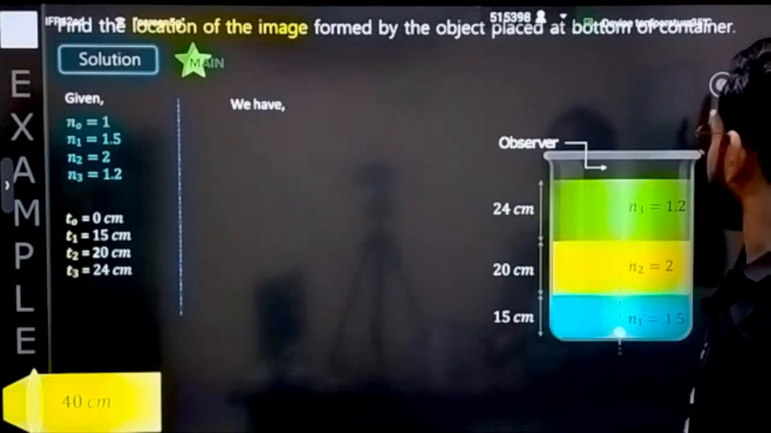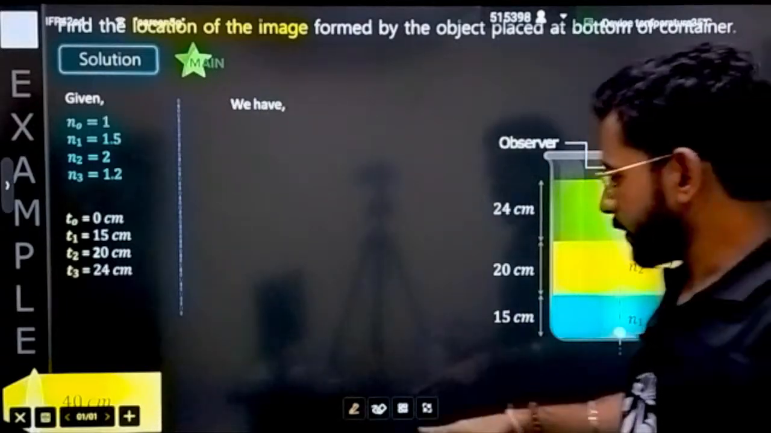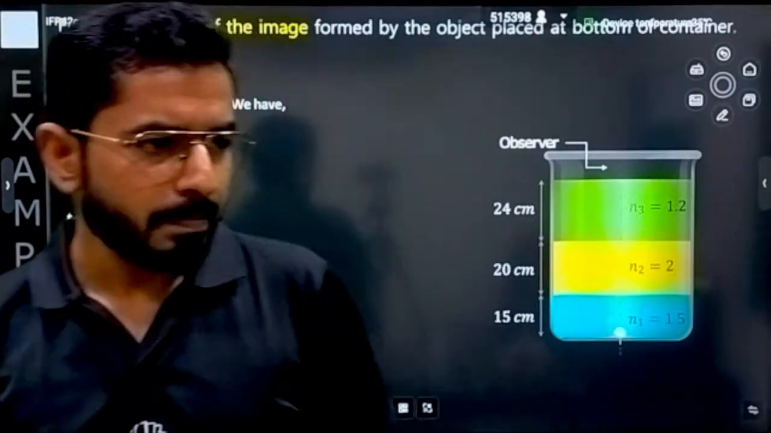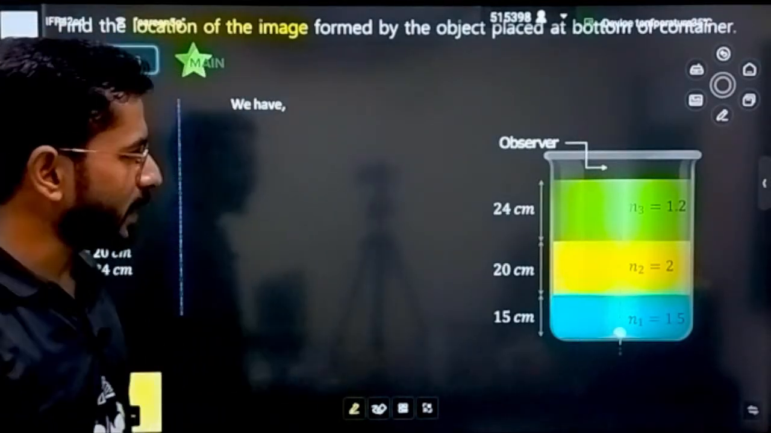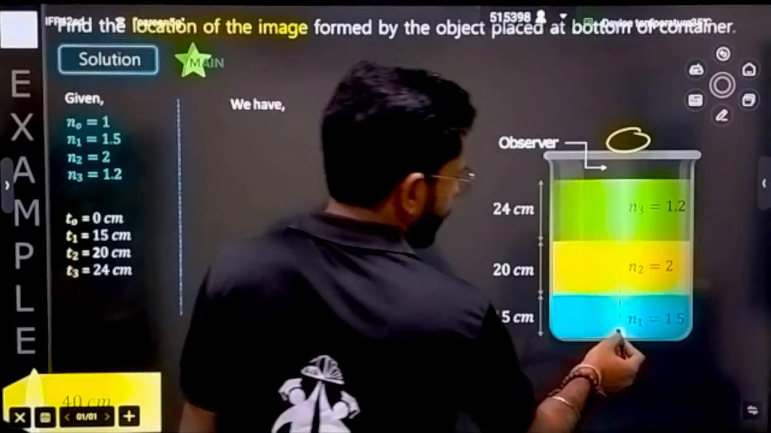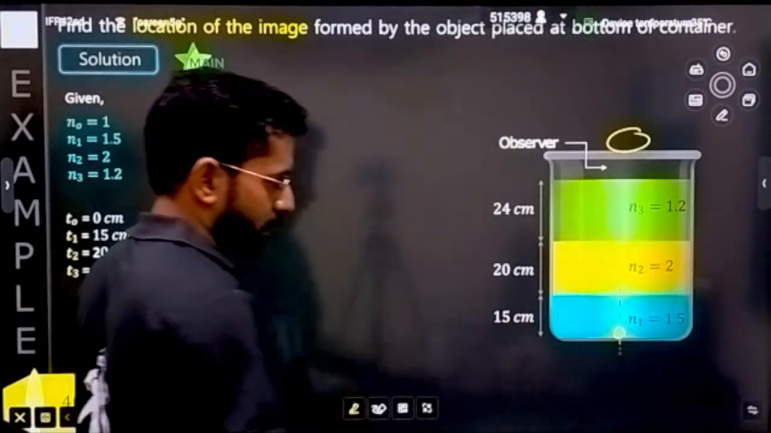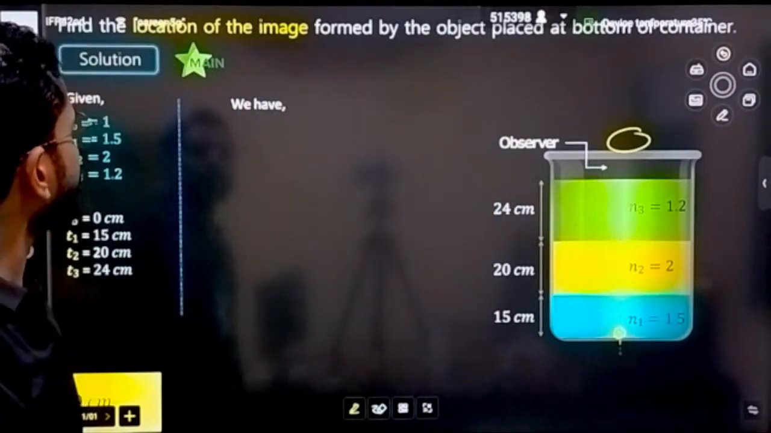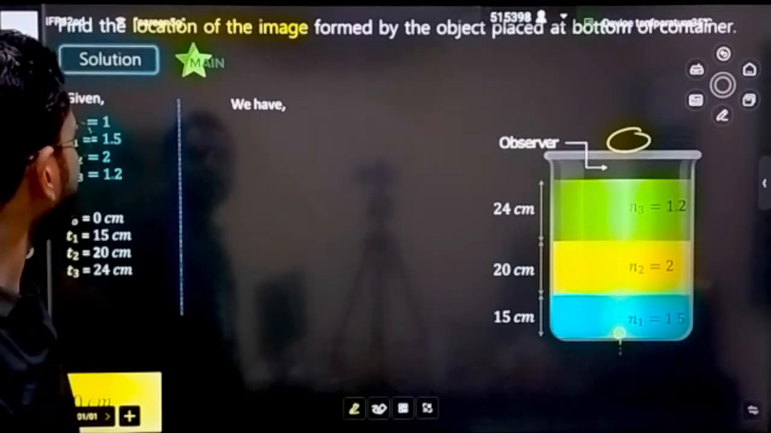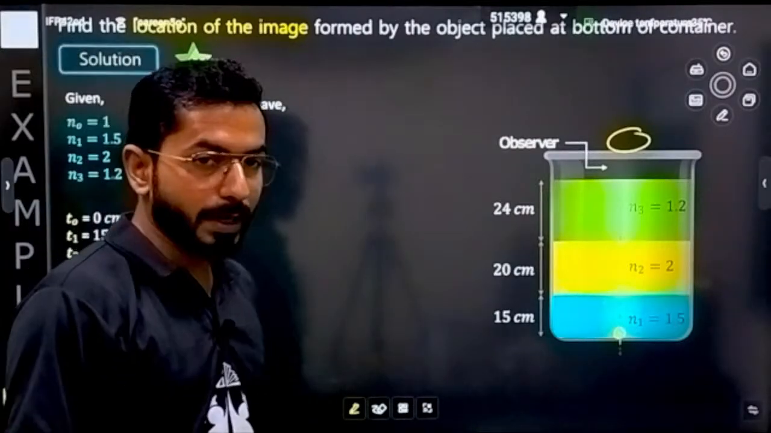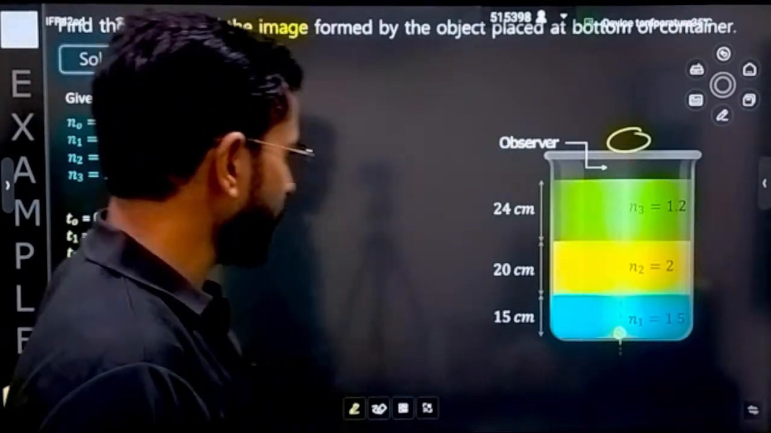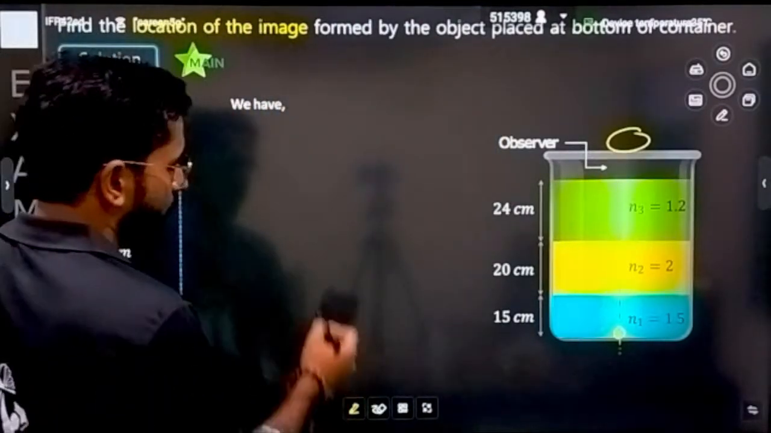For example, there is a question, and the same kind of PYQ was there in the JEE Mains exam. So try to solve this question. Here an observer is kept, and he is in air. And here is a ball kept at the base. The question is asking you to find the location of the image formed by the object placed at the bottom of the container. You have to locate the position of the image. Let's try. What is the position of the image?